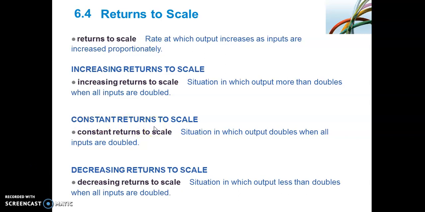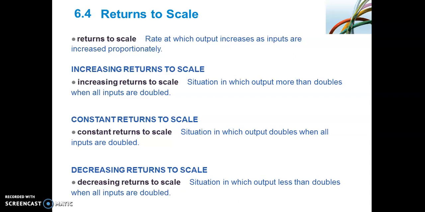Now, there you have a situation where your output doubles when input doubles. So, if we double labor and capital, output also doubles. So, in this scenario, the size of the firm doesn't affect the productivity of the factors of production.